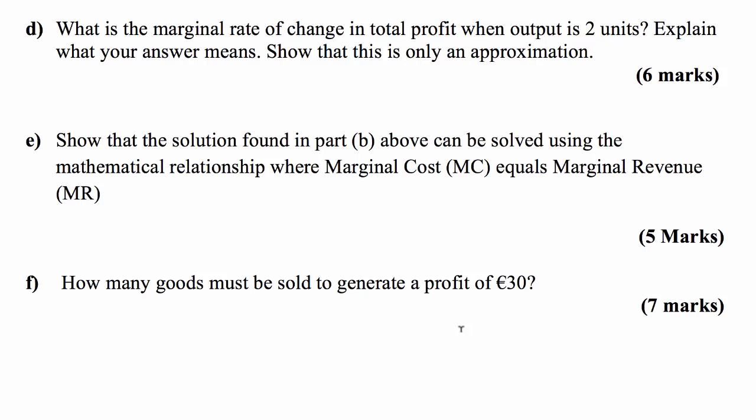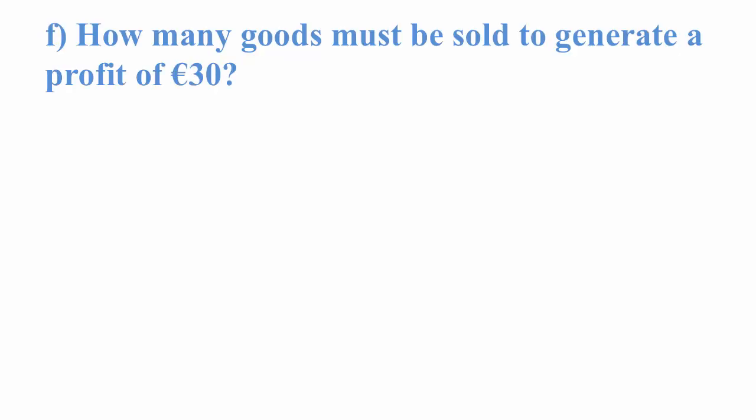So in this last video, we're going to, again, using the same information as before, address part F, which is how many goods must be sold to generate a profit of €30. And we visualized that that quadratic equation was an n shape because of the minus x squared within the function. That implies that unless you're hitting the maximum point, there could always be two values for x.